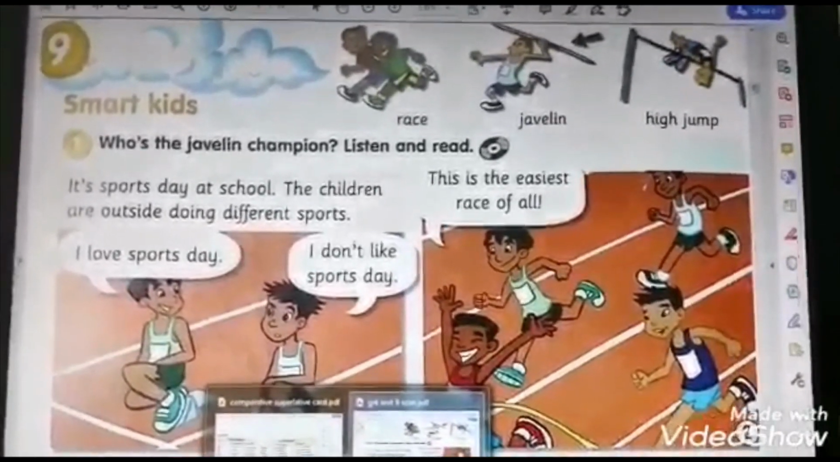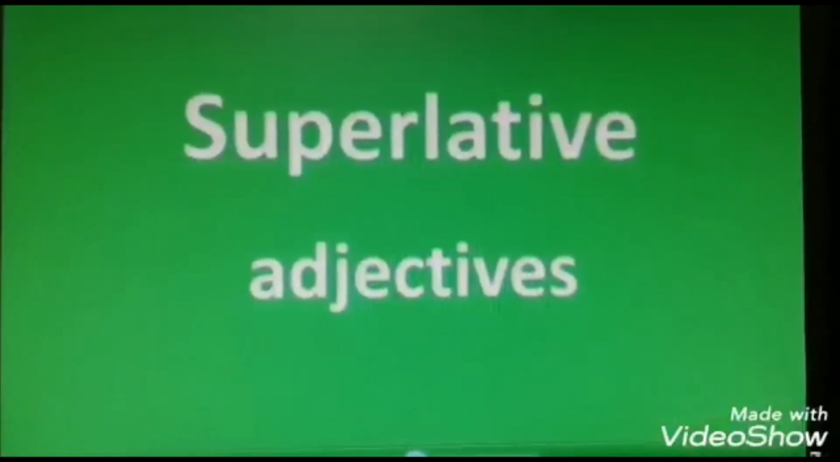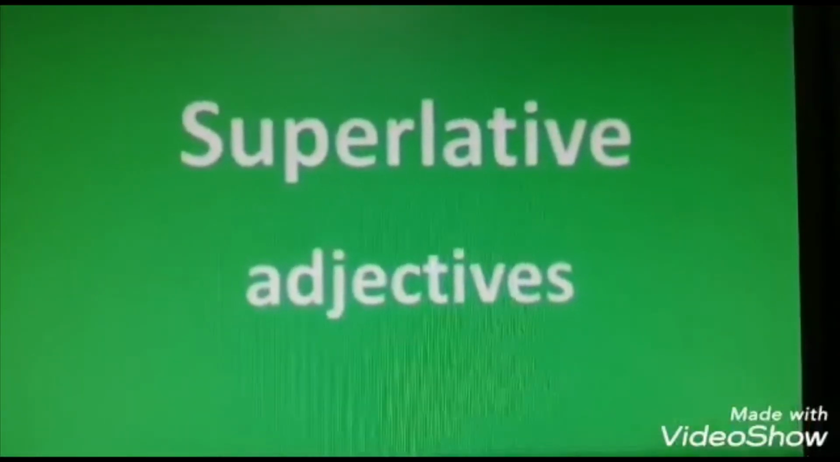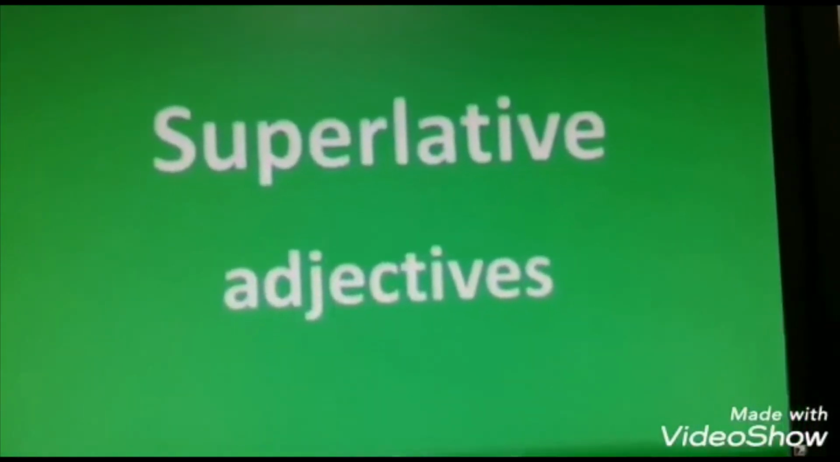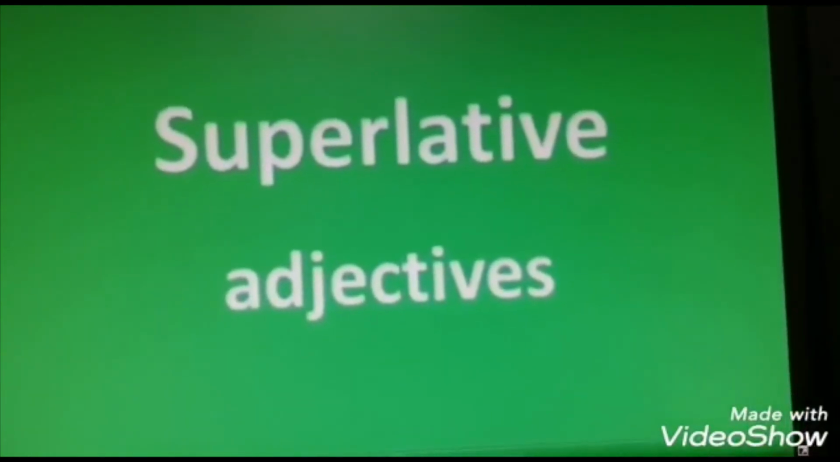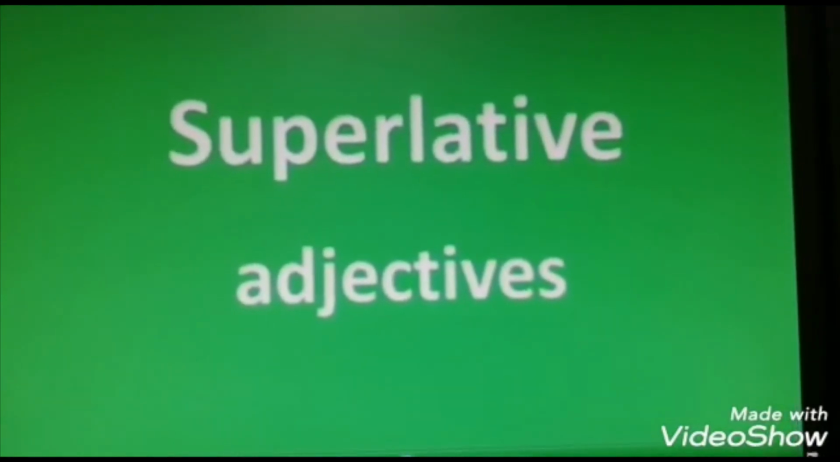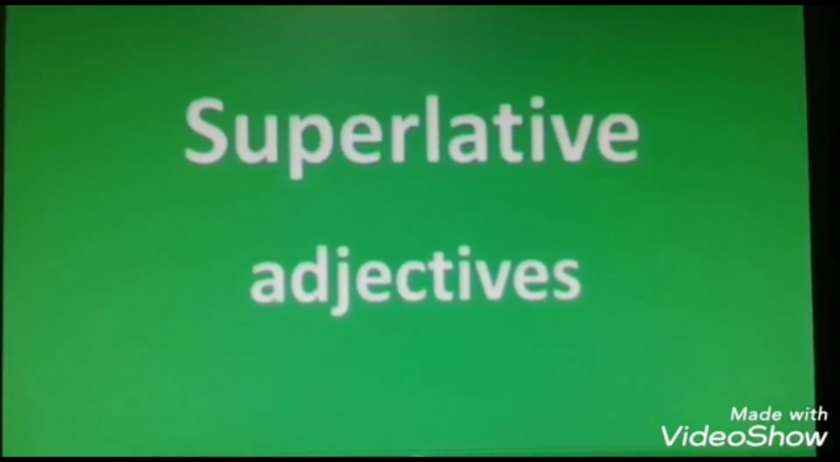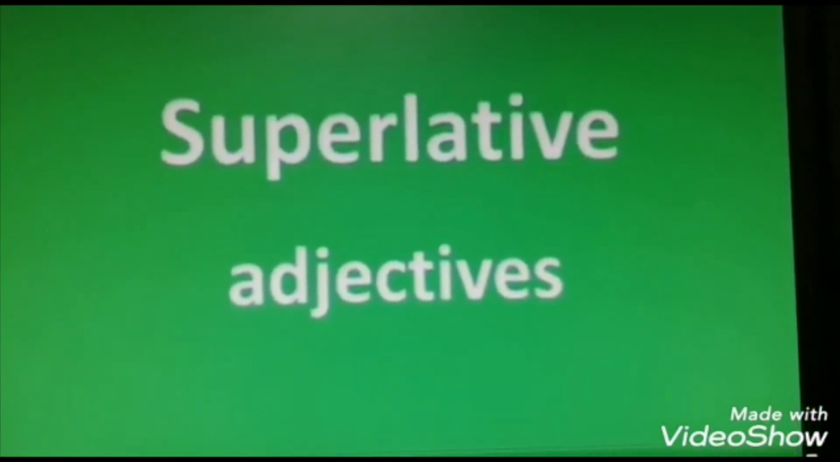Before I go to my lesson, I'd like to explain about adjectives. Today we are going to learn about superlative adjectives. We already learned about comparatives. I just want to remind you about what a noun is. A noun is a name of a thing, place, person. And what is an adjective? An adjective is a word that describes more about a noun or pronoun.